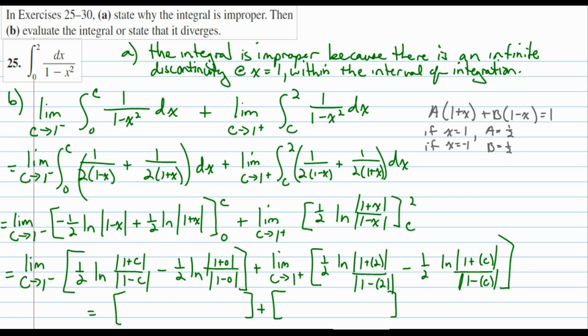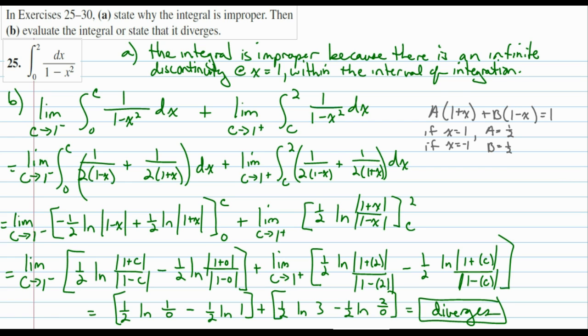This left simplifies to 1/2 the natural log of 1 over 0 minus 1/2 times the natural log of 1. Uh-oh. And this is 1/2 natural log of 3 minus 1/2 natural log of 2 over 0. If we got 0 over 0, there may be something we could have done there because that sounds like a removable discontinuity, but this is not. Unfortunately, we did all of that work and this diverges. So we cannot find the area under this curve.